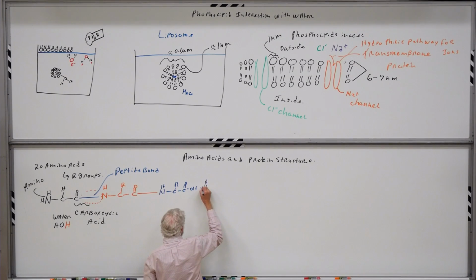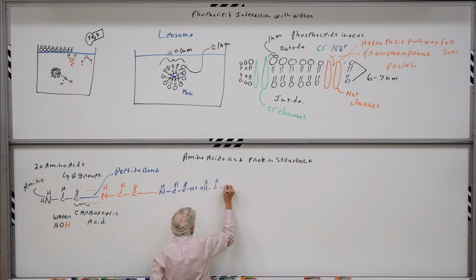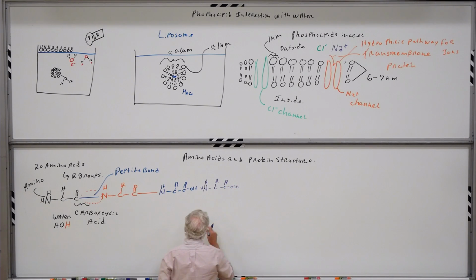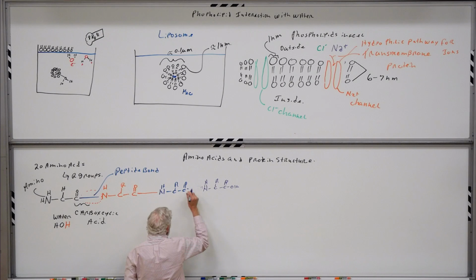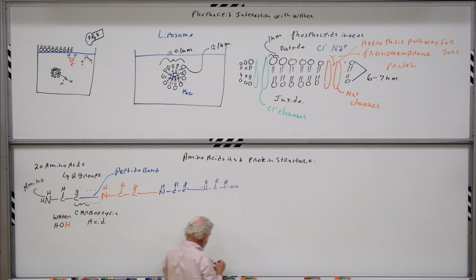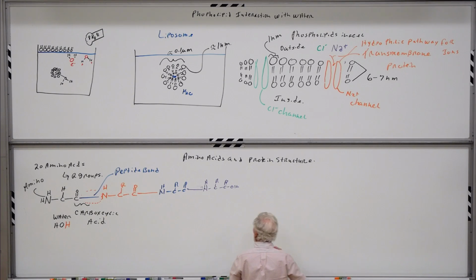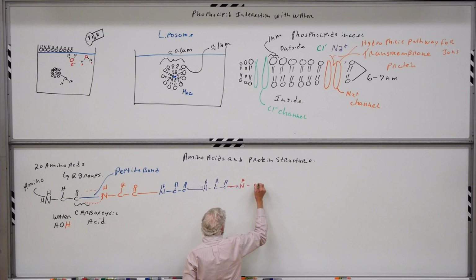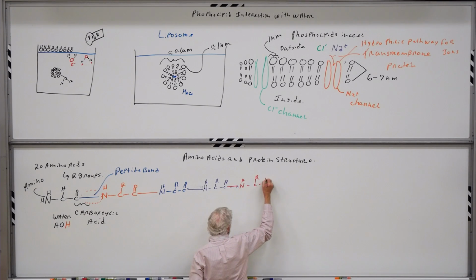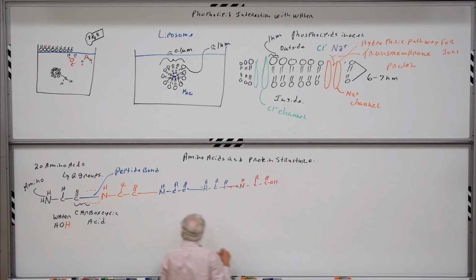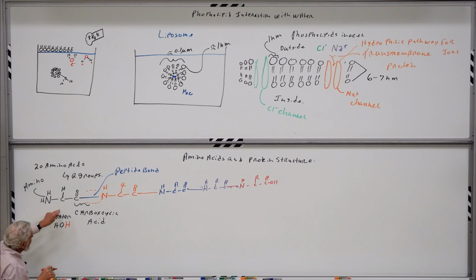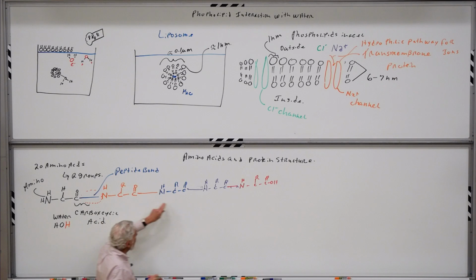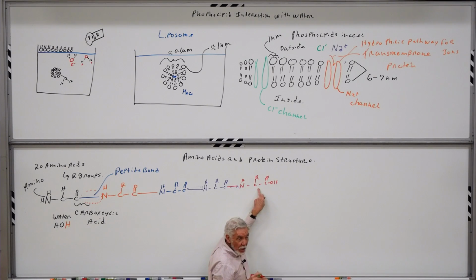NH, H, C, R, C, double bonded O, OH. Form another peptide bond, and I'll do this one more time. So again, a peptide bond here between the nitrogen and the carbonyl carbon, H, carbon, R, C. We can do this over and over again. Now we've shown the example here of 1, 2, 3, 4, 5 amino acids. It would be called a pentapeptide.